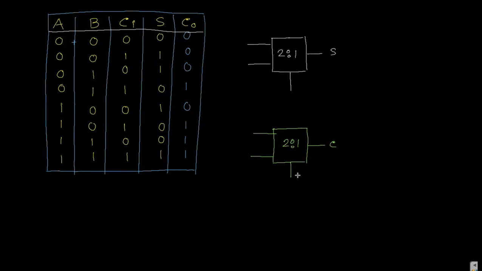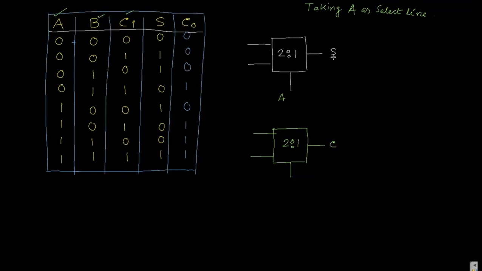So we can make a select line anyone. You can make a select line A, you can make a select line B, or you can make a select line Ci. So when you make a select line A, taking A as select line. Okay.